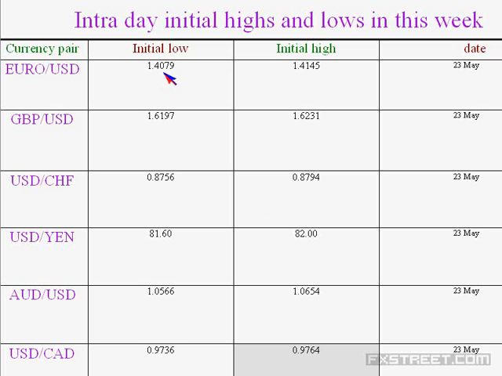So in the case of euro, they breach the low. In the case of CHF, they breach the high. And yen, they are not disturbed. GBP, they are not disturbed. And Australian dollar, they breach the low. And Canadian dollar, they breach the high. So that is when compared with that of the initial lows and the highs formed.